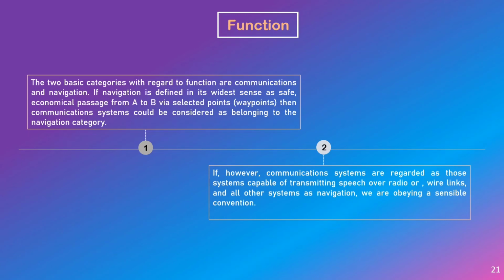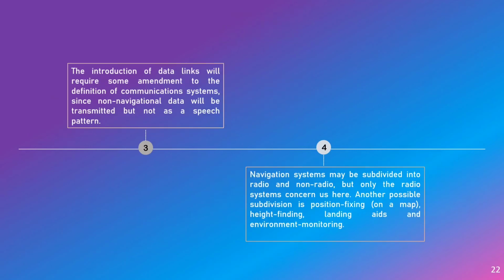Function. The two basic categories with regard to function are communication and navigation. If navigation is defined in its widest sense as safe, economical passage from A to B via selected points, waypoints, then the communication system could be considered as belonging to the navigation category. If, however, communication systems are regarded as those systems capable of transmitting speech over radio or wire links, and all other systems as navigation, we are also obeying a sensible convention. Introduction of data link will require some amendment to the definition of communication system, since non-navigational data will be transmitted but not as a speech pattern.